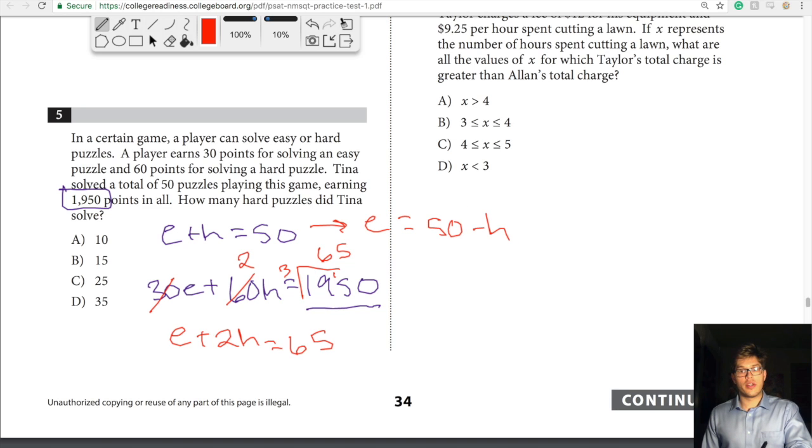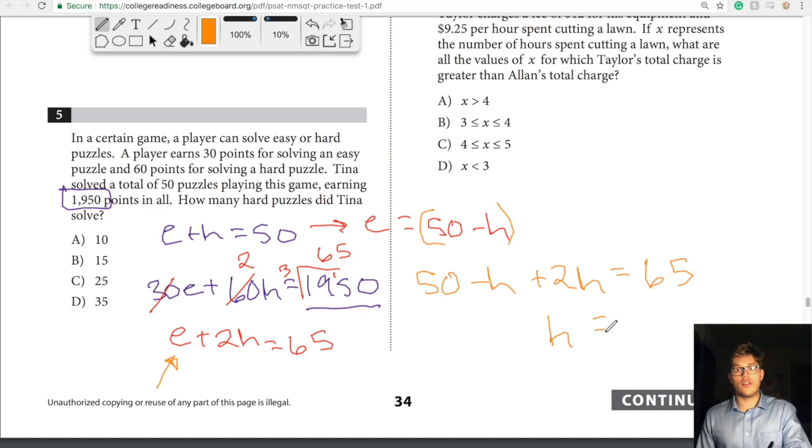So let's plug that in. Let's get a nice orange color. So if we plug in this expression for E down here, what do we get? We get 50 minus H plus 2H equals 65. Our H's combine to have one H. We subtract 50. So this is telling us Tina solved 15 hard problems. B.